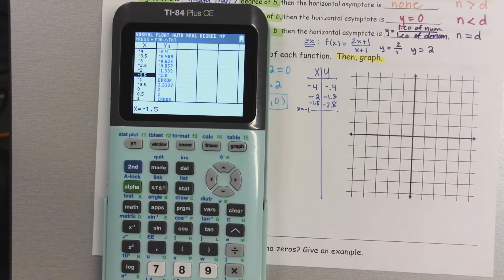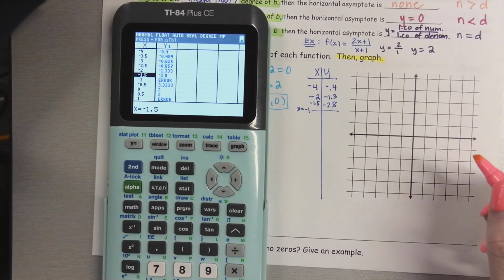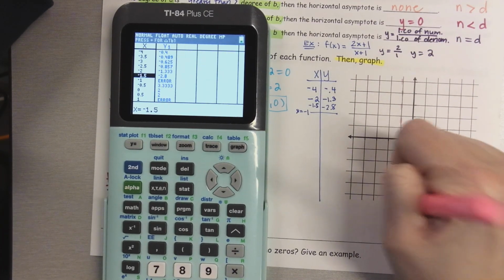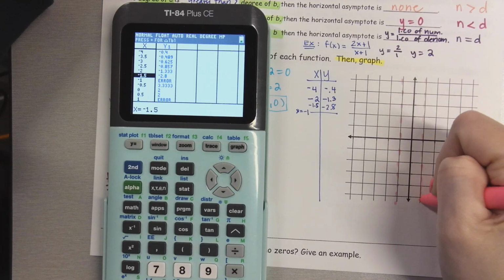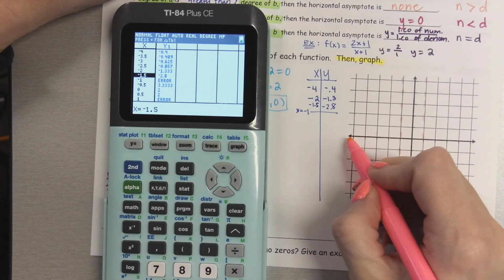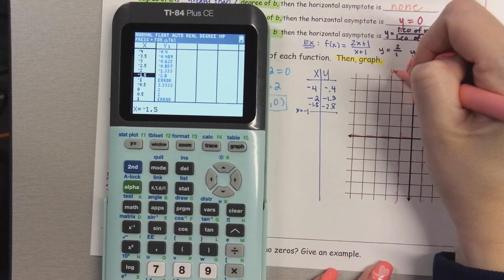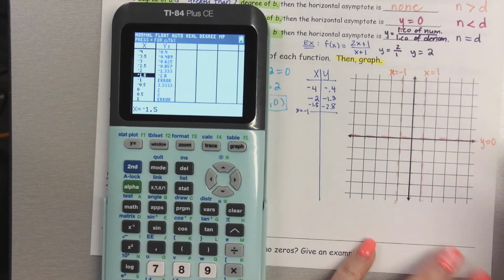All right, so let's put our asymptotes on our graph. All right, so I have -1. I have 1. Okay, and then I have y equals 0. So I'm going to just label those. x equals -1, x equals 1, y equals 0.